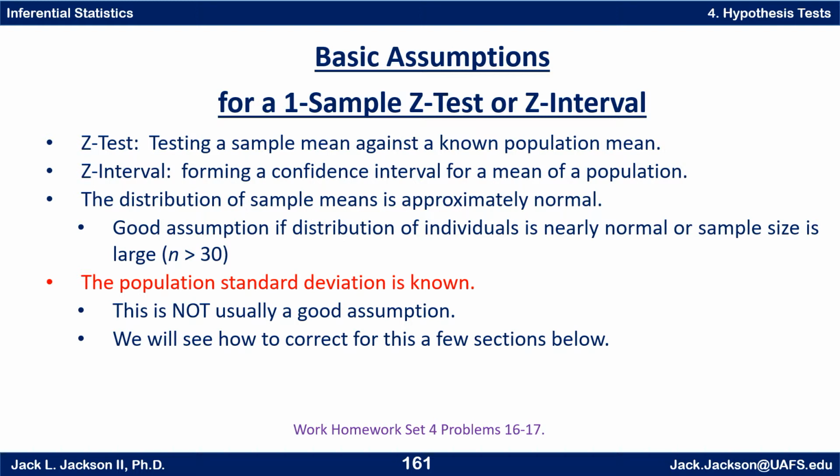But there's a real problem with a z-interval or z-test, particularly z-interval, which is that the population standard deviation has to be known to use this. This is usually not a good assumption. And so we're going to see how to correct that in a few sections below. The way we're going to do that is with a t-distribution and get a t-test or a t-interval. But before we go on to that, we're going to follow up this video with a couple more examples of z-tests so we can get better at this before we move forward.